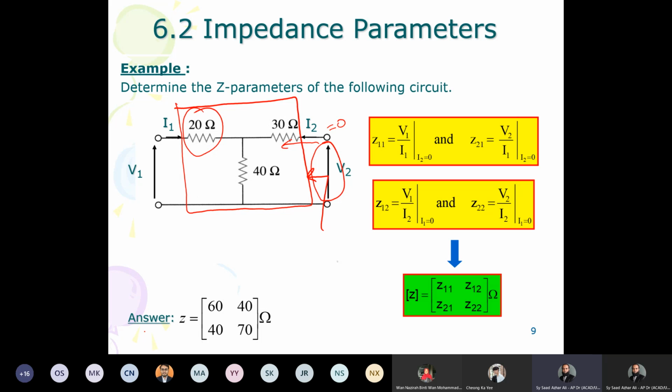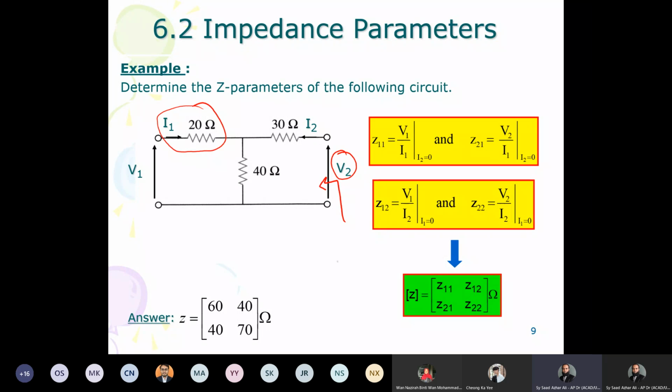Let me remove all the ink. This is mostly common sense kind of thing. If we look from this side, does V2 see any effect of this and this, I1 and 20?